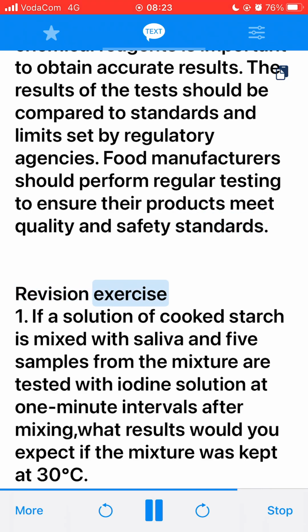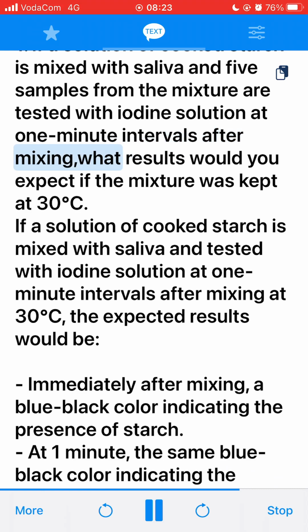Revision exercise. 1. If a solution of cooked starch is mixed with saliva and 5 samples from the mixture are tested with iodine solution at 1-minute intervals after mixing, what results would you expect if the mixture was kept at 30 degrees Celsius?